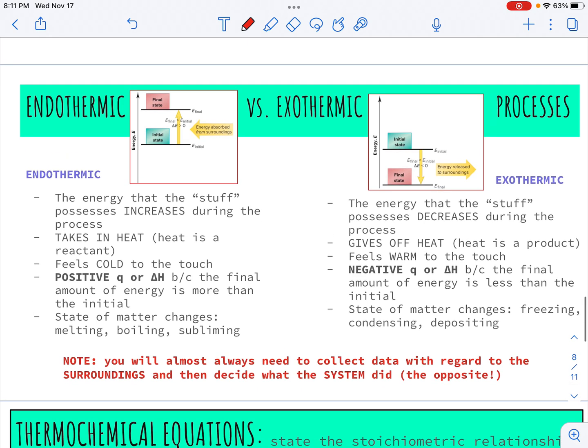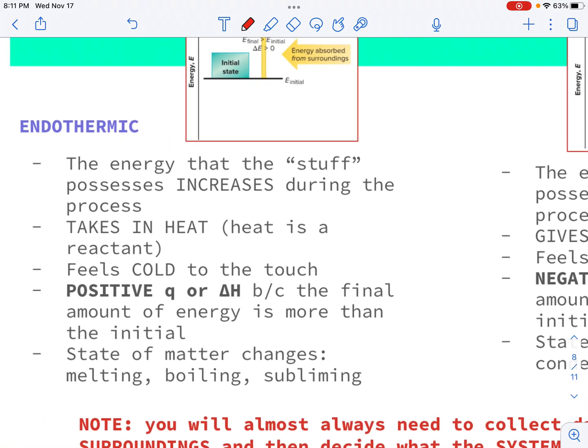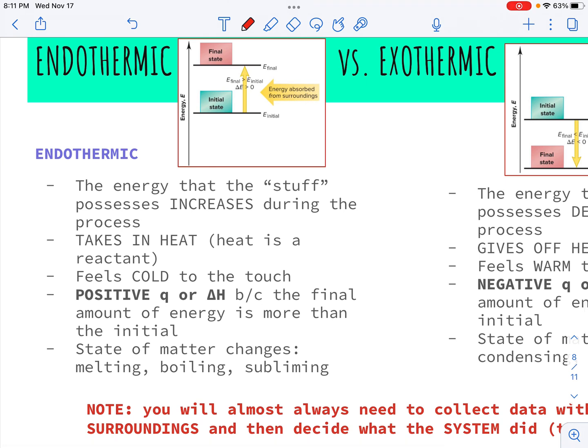So now we have to add some more vocabulary, endothermic versus exothermic. So I'll go through endothermic first, and then we'll come back and look at exothermic. And we'll try to remind ourselves that we're talking about the stuff and the energy that the stuff possesses. So our system, all right? So in an endothermic reaction, notice that our stuff in the beginning, at our initial state, has less energy than our stuff does at the end in its final state, which means that energy had to be absorbed from the surroundings. So this is an endothermic process.